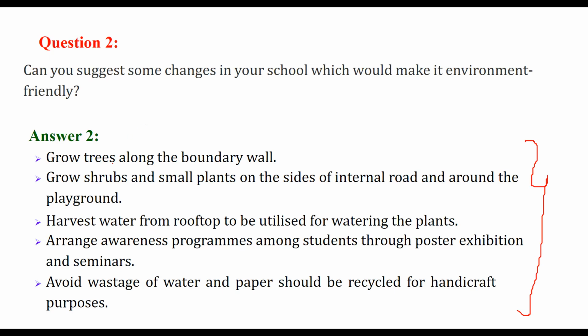First of all, try to grow the trees along the boundary wall. Trees give you fresh air, they give you oxygen, they give you a shelter in the hot sunlight. Grow shrubs and small plants on the sides of internal roads and around the roads. Again, same thing, good greenery and good health. If you have a rooftop, try to harvest water from this rooftop in order to water these plants which you intend to grow or you have grown.